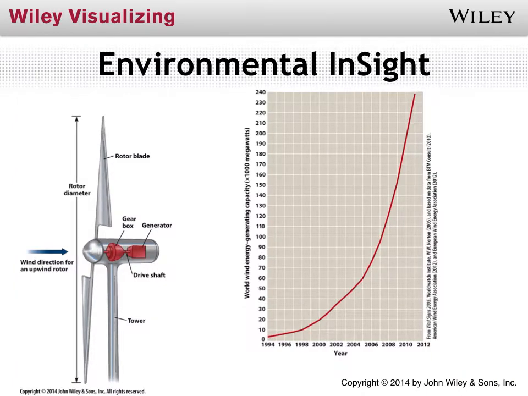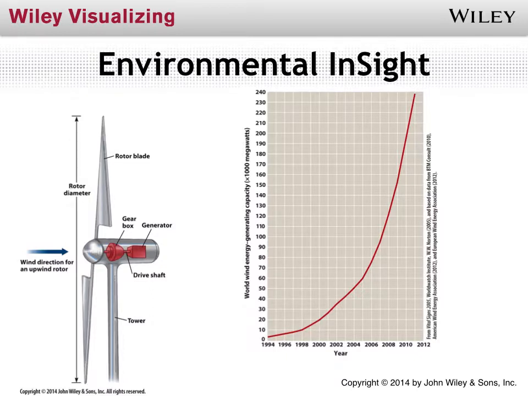So again, just a chart showing the world wind energy generation capacity. We can see how the capacity has gone from almost zero prior to the 90s to now in excess of 200,000 megawatts. So the numbers on the graph are times 1,000 megawatts.